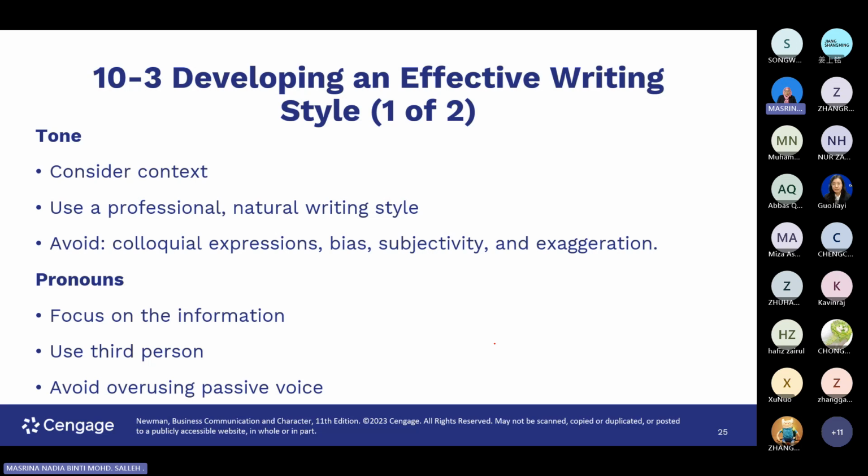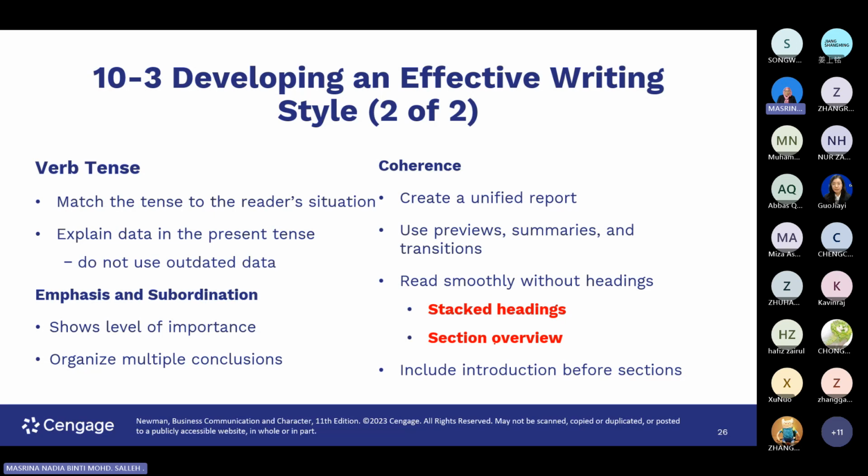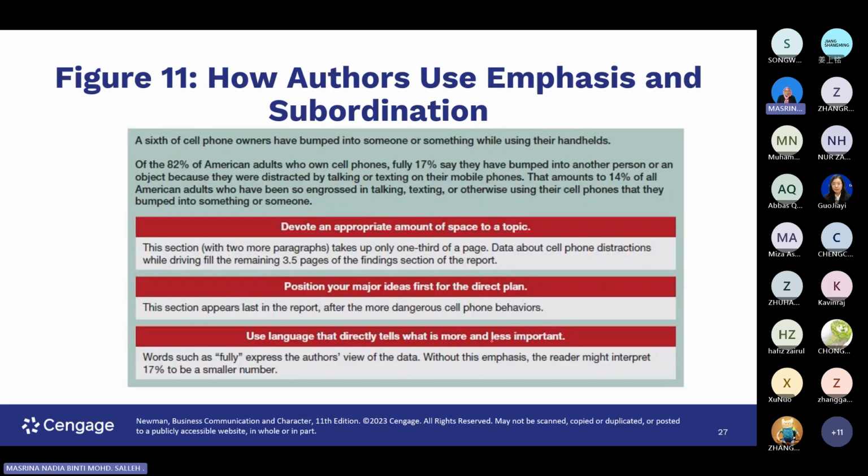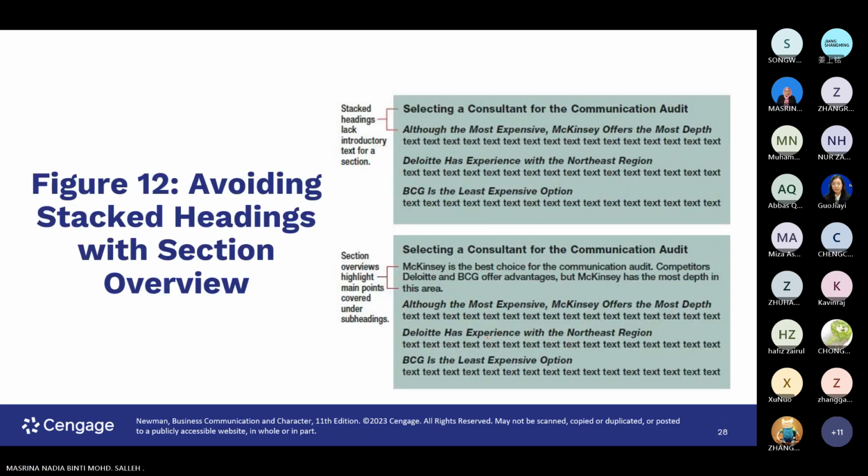This one, we have discussed in the previous class, where we have to use the third person. So avoid overusing passive voice. That is very important for effective writing. And this is an example where you can use some emphasis or subordination in your write-up. Intervention, finally. What can the government do?